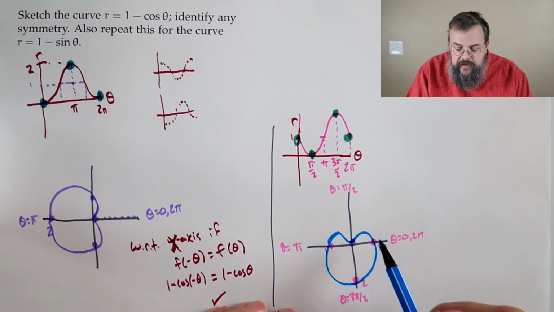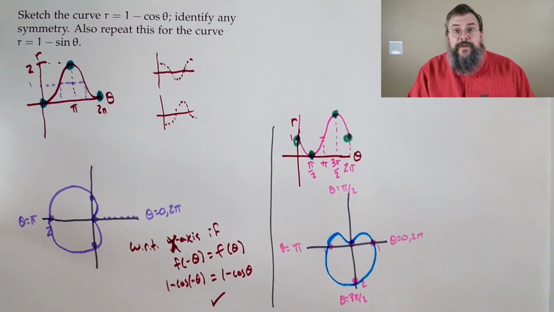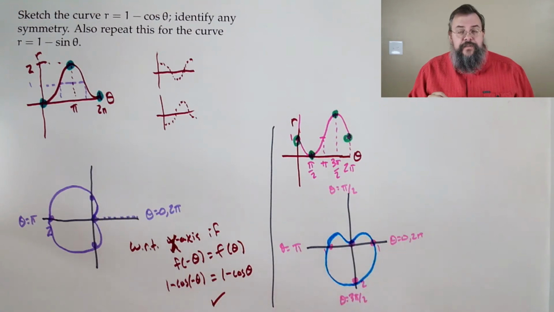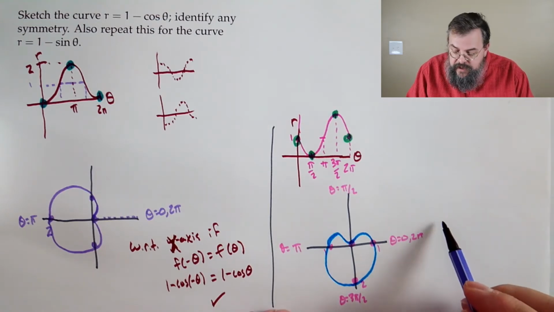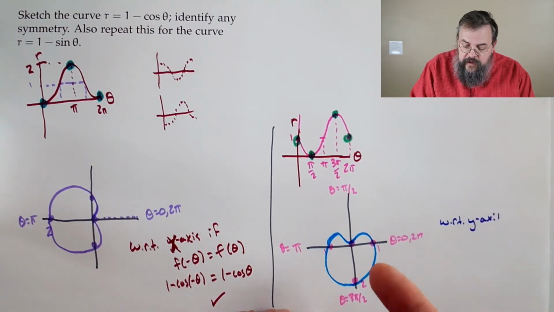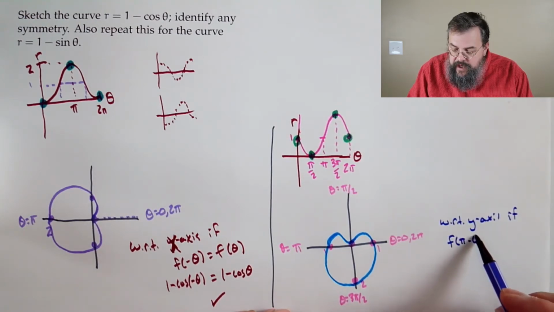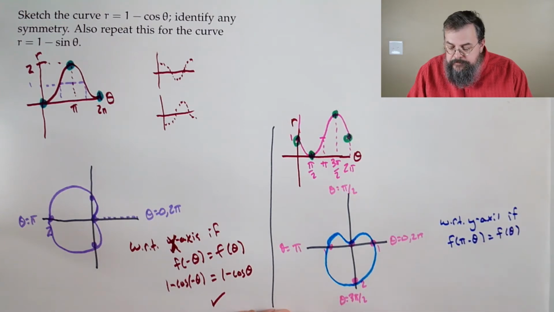And so that's the curve. Now, what do we see? Is there symmetry? It looks like it, right? Pick it up, put it down. It looks the same. So what do we have? Well, it looks like it's symmetrical with respect to the y-axis, right? Because that's the y-axis. Well, when does that happen? Well, that's true if f of pi minus theta is equal to f of theta.